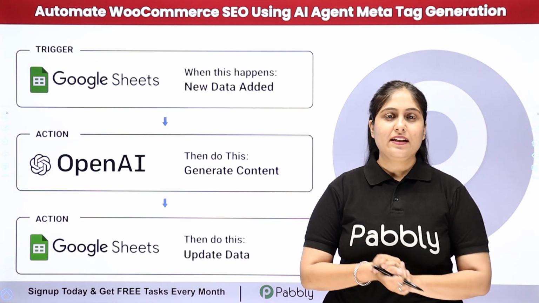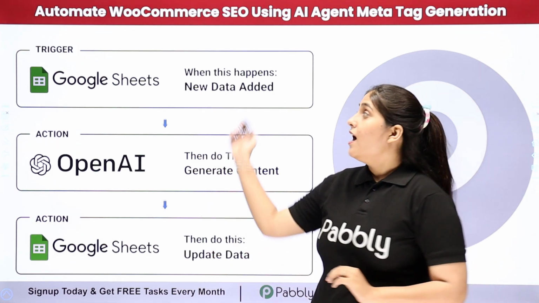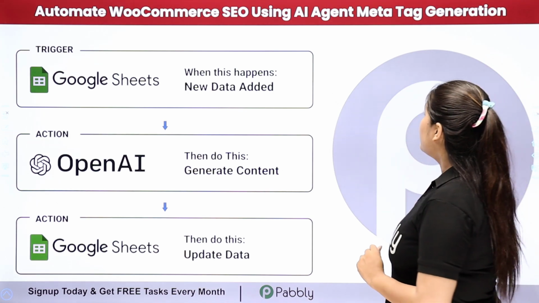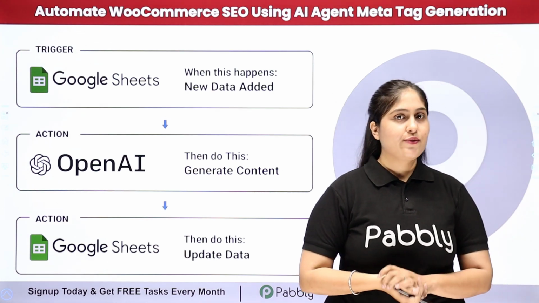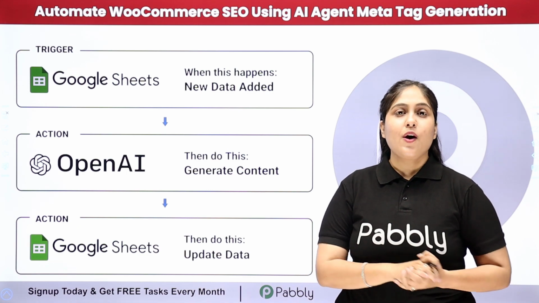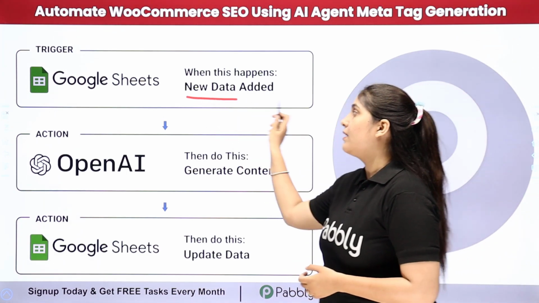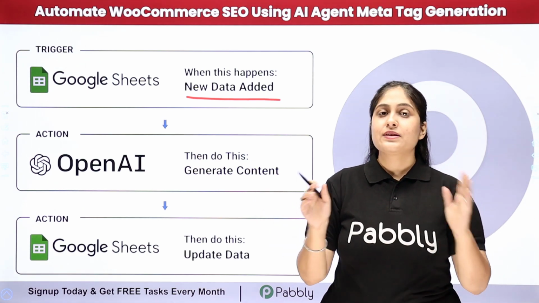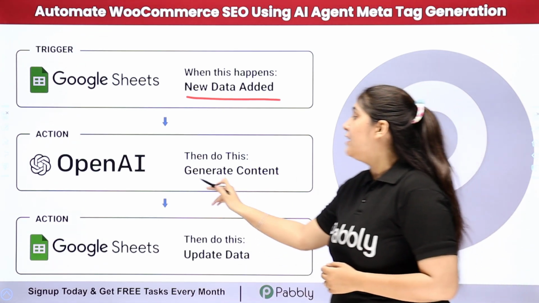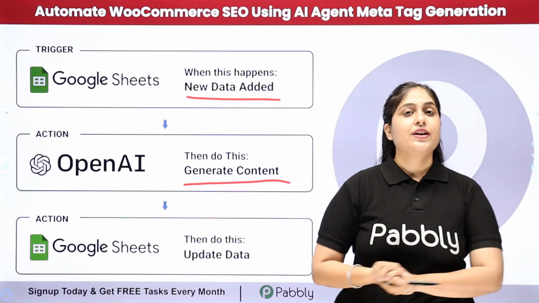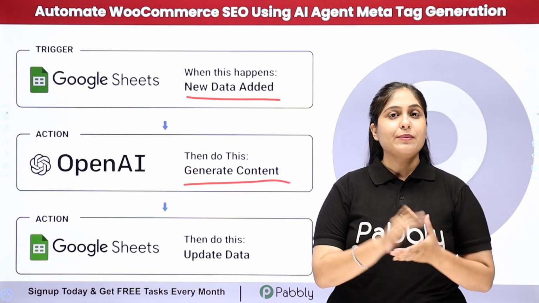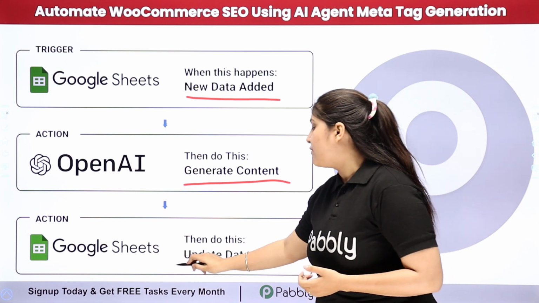And welcome to Pabbly. In this video, we are going to understand how to automate WooCommerce SEO using AI agent meta tag generation. As a seller on WooCommerce, my objective is that whenever I add a new product detail in my Google Sheets, OpenAI should automatically generate the SEO content using the details. And after generating the SEO, it should automatically be updated in my Google Sheets under that specific column.